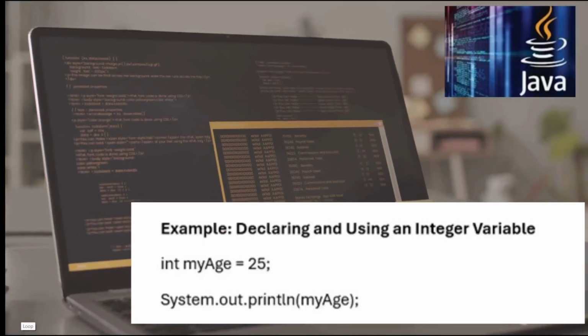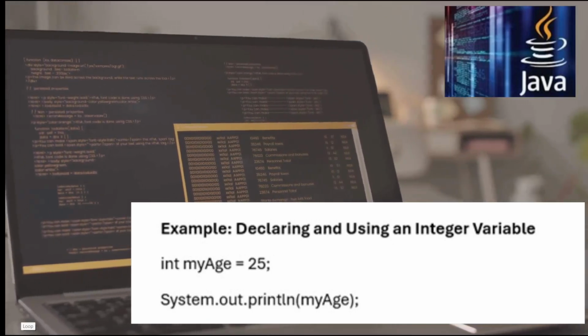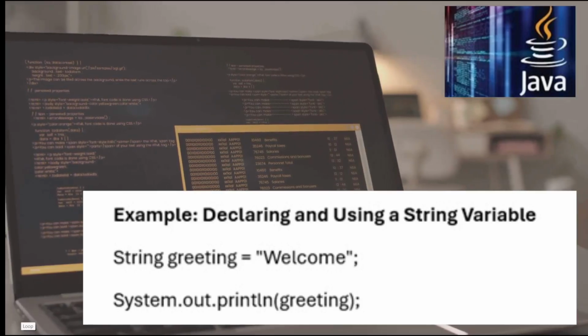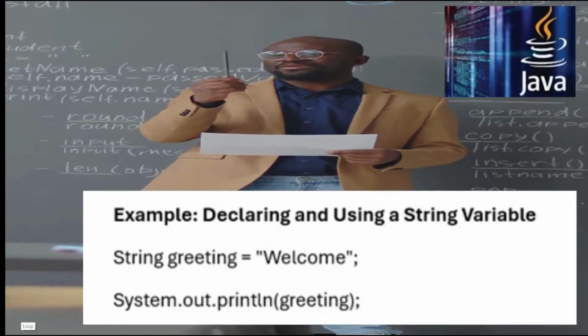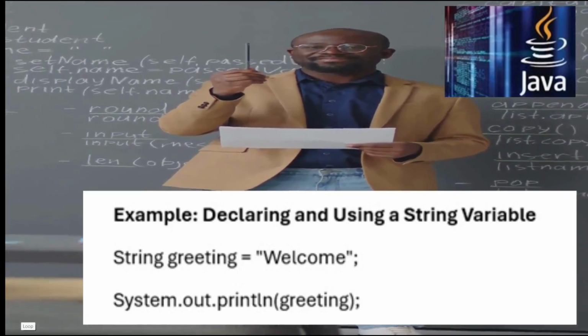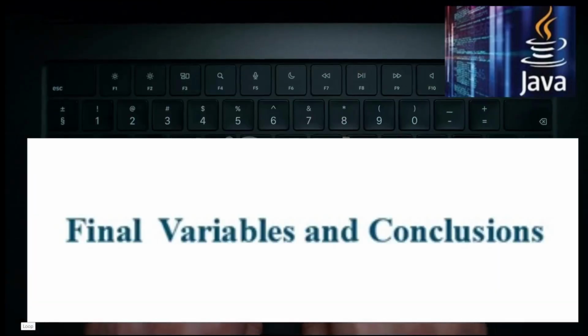For example, here, we declare an integer variable named age and assign the value 25 to it. Similarly, this declares a string variable named greeting, holding the text "Welcome". Once a variable is declared, we can use it in our program to perform operations or to store results.